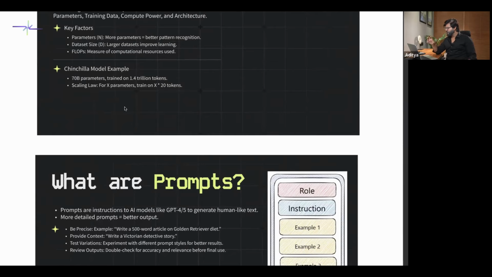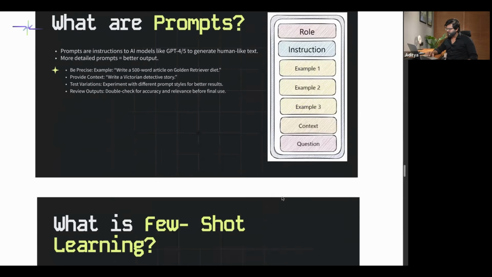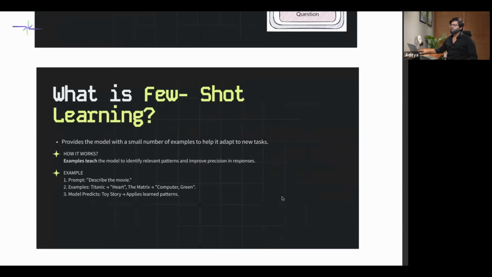Again, we talked about prompts, which are instructions to AI models like, let's say, GPT-4, GPT-5 to generate human-like text. We have now understood the various ways to do that, with role, instruction, and examples. It is an entirely different subject, but once you know the basics, you can evolve your own prompts. When the LLM changes, the prompt activity changes. Sometimes a lot of people prefer JSON being used for prompts. So there are various ways to do that. But let's jump towards a concept, which is few shot learning.